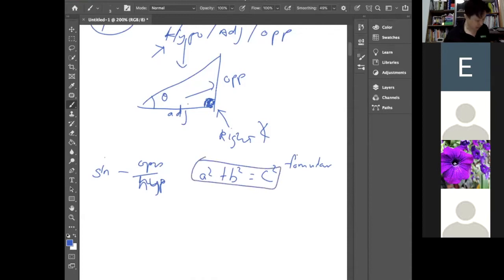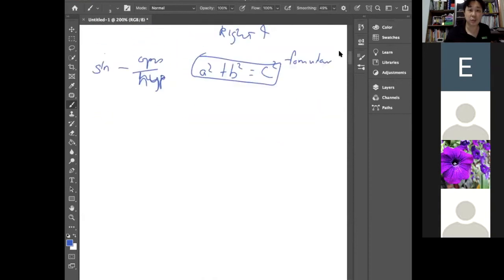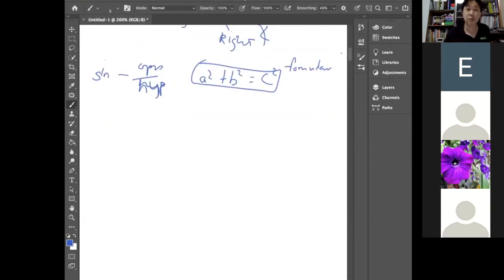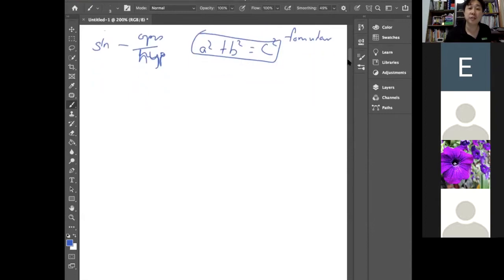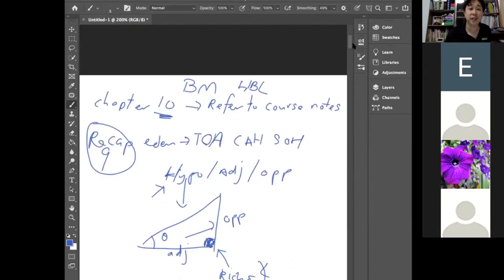So we have the formula here. Later we will refer to the questions. Don't worry if you don't have the course notes, I write the question here. Then we will try to share screen to do the exercises. All right? Is it okay?